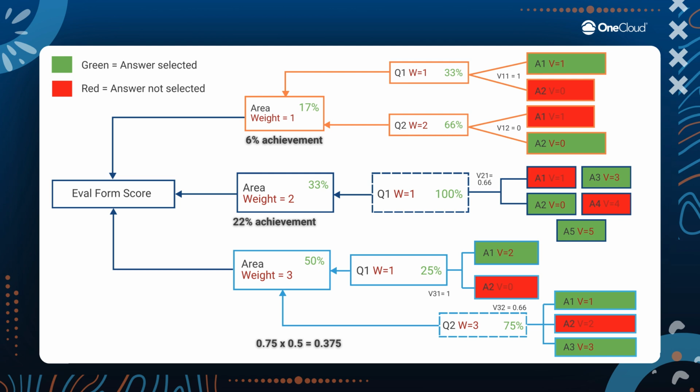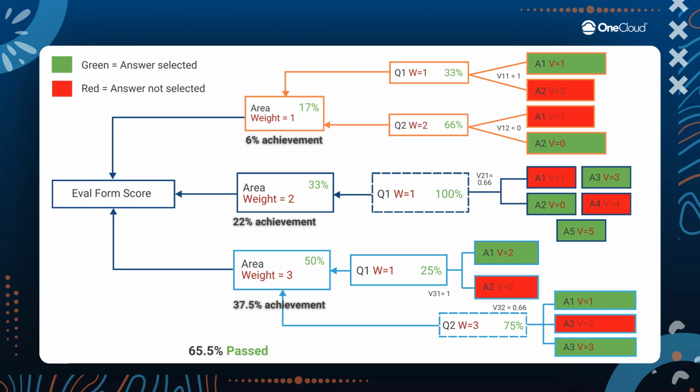We just calculated that we achieved 75% of the value in an area which accounts for 50% of the weight for the whole form. 75% of 50% is 37.5%, which is this completed area's actual value contribution in the context of the entire completed form.